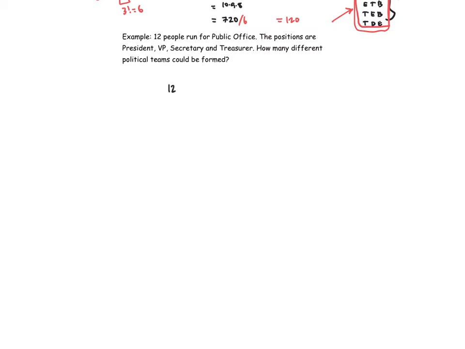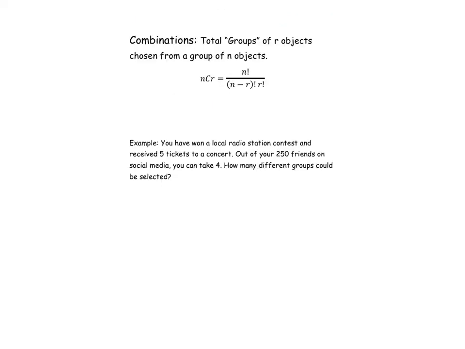So we're going to take 12 permutations of 4, right? 4 positions, 12 candidates running. That'll be 12 factorial over 12 minus 4 factorial, which is 8 factorial, which is equivalent to 12 times 11 times 10 times 9. So that many ways, well, that's a lot of ways. That's 11,880 different political teams. Okay, let's continue on with combinations on the next slide.